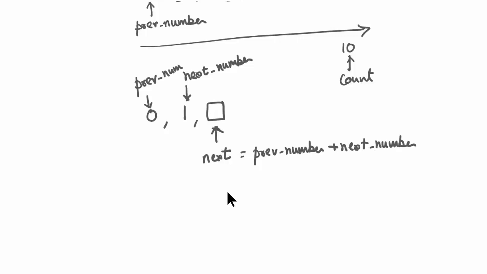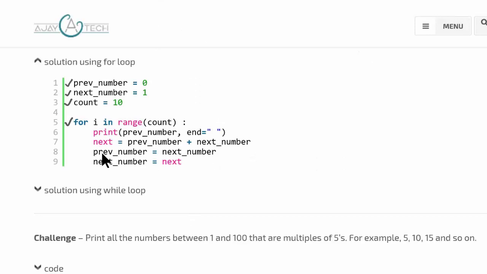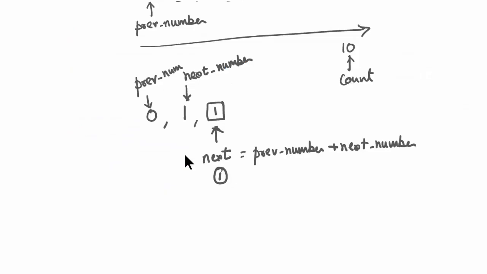So 0 plus 1 becomes 1. So next becomes 1. And then previous number equals next number. So previous number becomes the next number. So this points to this now. And next number, so we no longer need this number, right? So that's already printed. And previous number is pointing to this number, and the next number points to this number. That's it. And you loop this over 10 times, or count number of times, and you get 10 Fibonacci numbers.